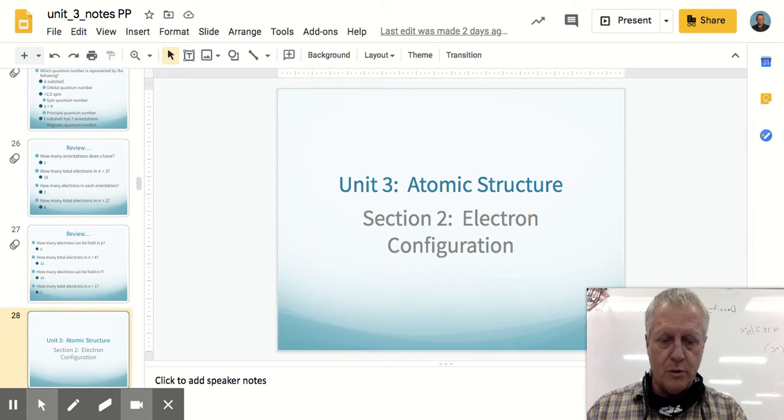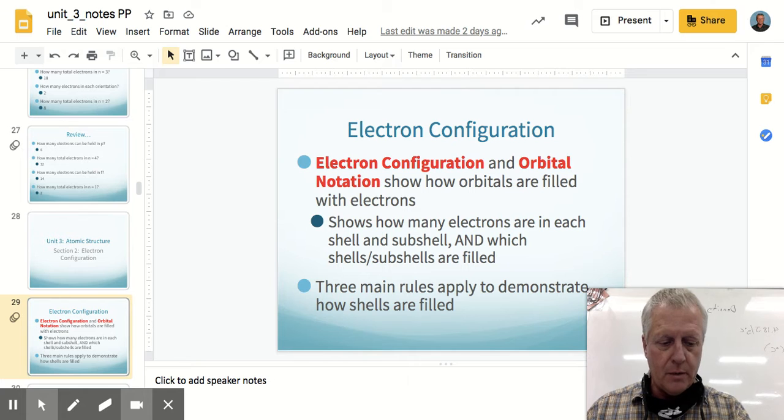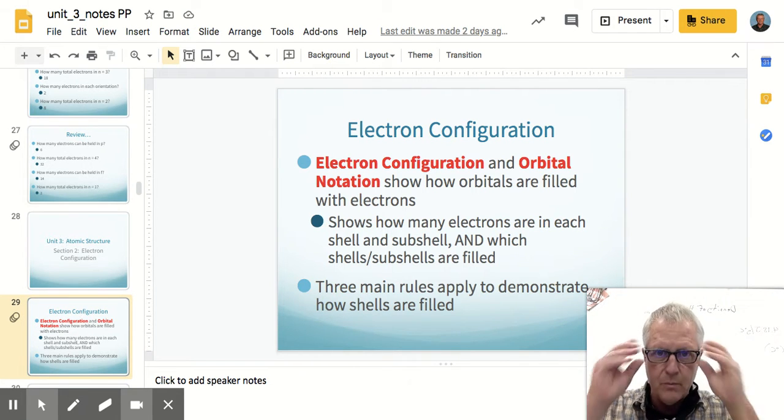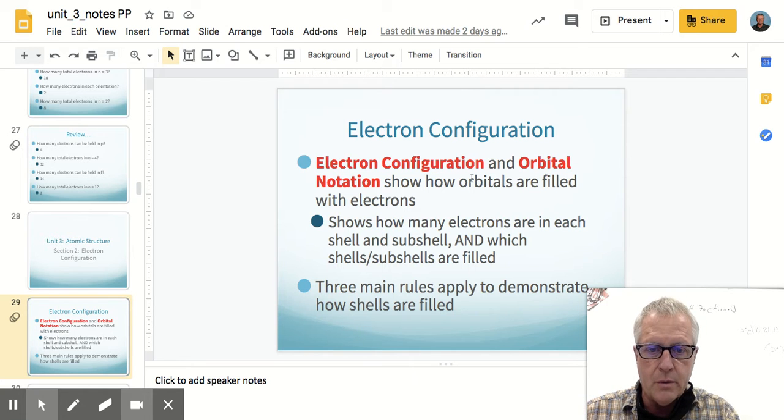This is section 2 of your notes. Electron configuration, again, is giving each electron a place. It's kind of like I've said before, an address system. No two electrons can occupy the same exact place, and so that's what chemists have developed as a way to account for where these electrons are in these orbitals and so forth.